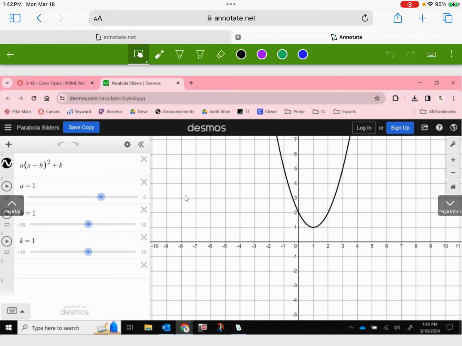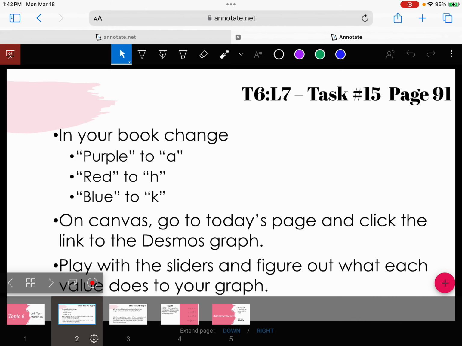And what you're going to do, on your paper, is switch the word purple to A. You're going to switch the word red to an H. And you're going to switch the word blue to a K. It does not make sense to learn things based on the colors of an arbitrary graph.